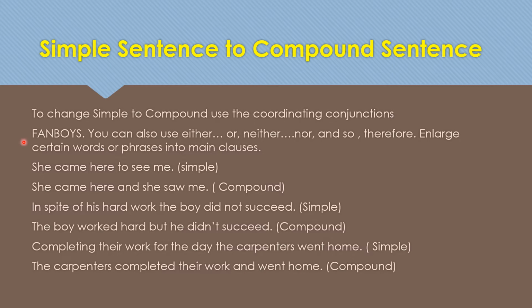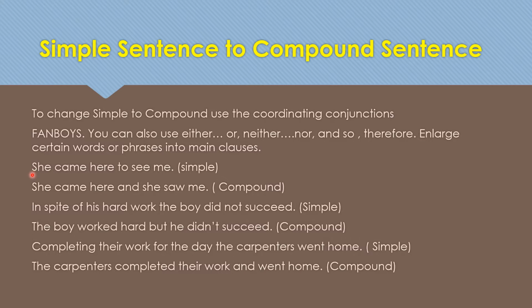The coordinating conjunctions: FANBOYS. F for for, A for and, N for nor, B for but, O for or, Y for yet, S for so. You can also use either or, neither nor, and so, therefore. Enlarge certain words or phrases into main clauses.